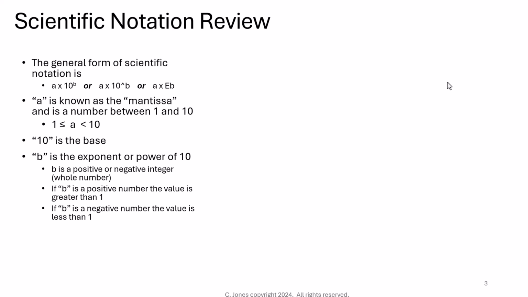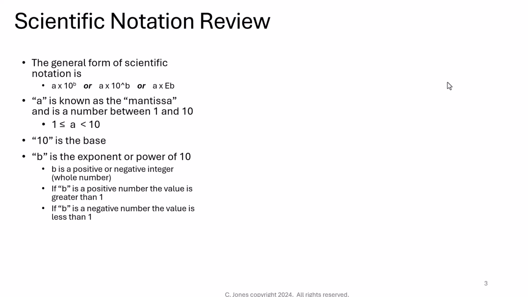Okay? If B is a positive number, like 10 to the plus 2, then the numerical value is greater than 1, right? 10 to the plus 2 is 100. 100 is bigger than 1. If B is a negative number, then the value is less than 1. So 10 to the negative 2 is 0.01, and 0.01 is a smaller number than the number 1.